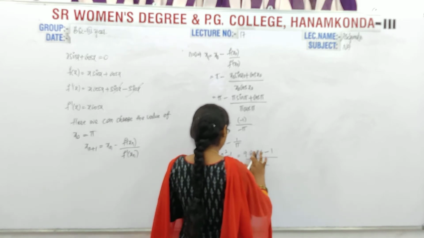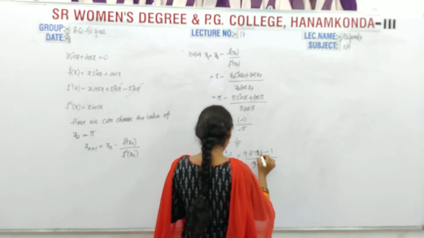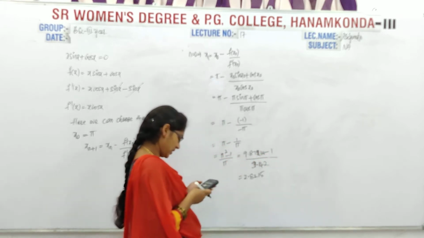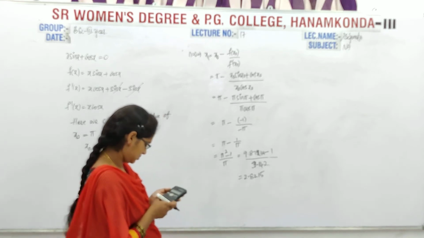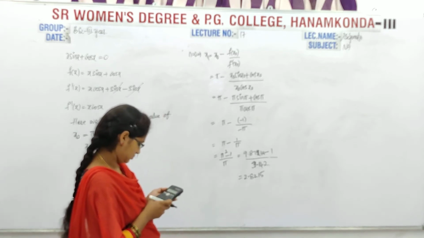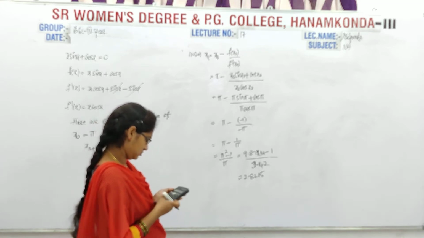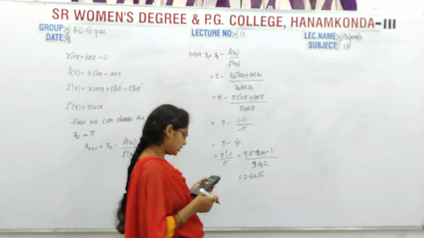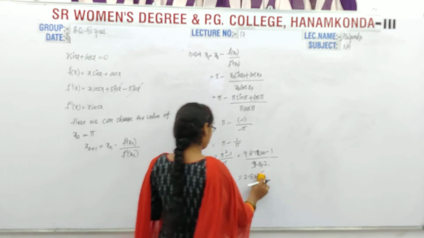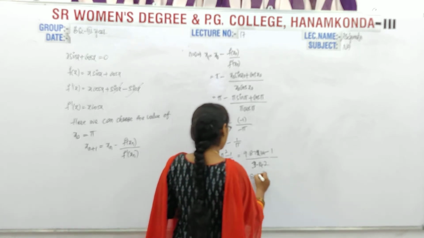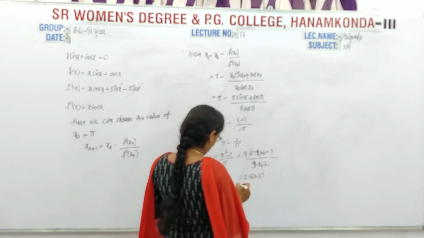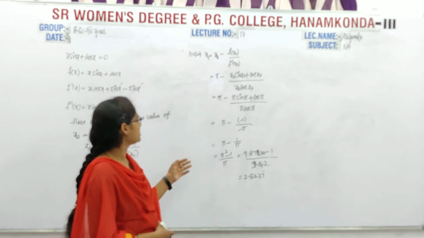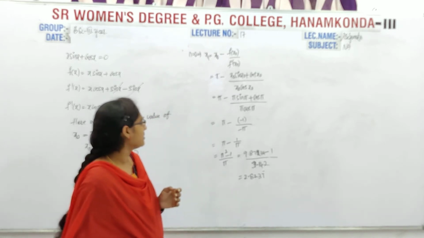9.872164 minus 1, divided by 3.142, we get 2.82373. Okay, I am taking up to 7. So now here the value of the x1 is nothing but 2.8237. Next, what do we have to do?